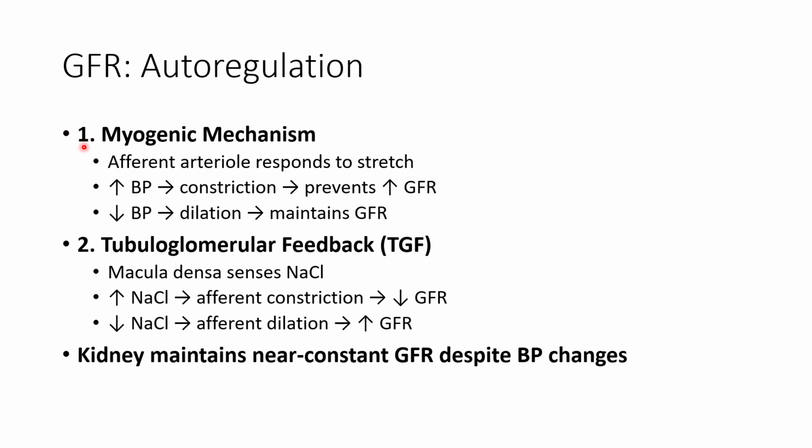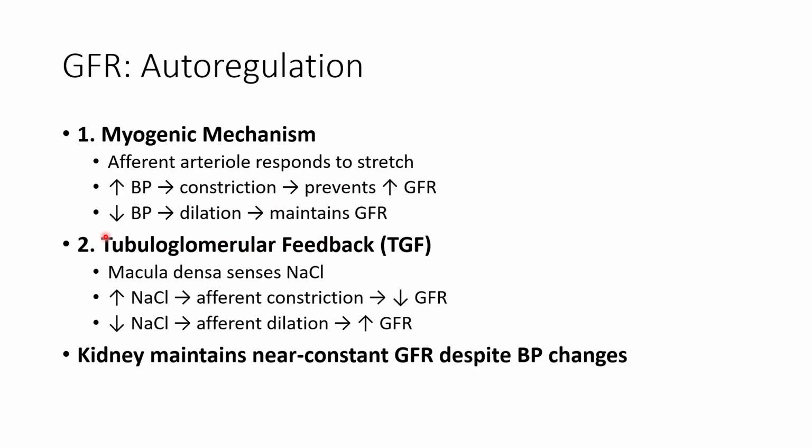So what is the myogenic mechanism? It is a local stretch reflex. The afferent arteriole responds to stretch. In case there is an increase in blood pressure, there will be increased stretch on the afferent arteriole, and that will lead to constriction of the afferent arteriole, thus preventing a sudden increase in GFR. The reverse happens if there is low blood pressure: decreased stretch will cause dilatation, and that will maintain the GFR and prevent any fall in it.